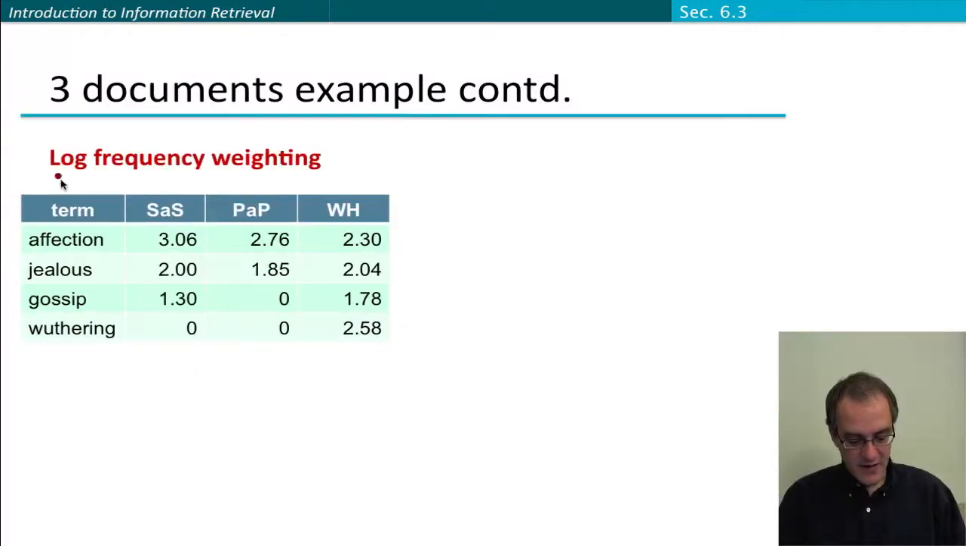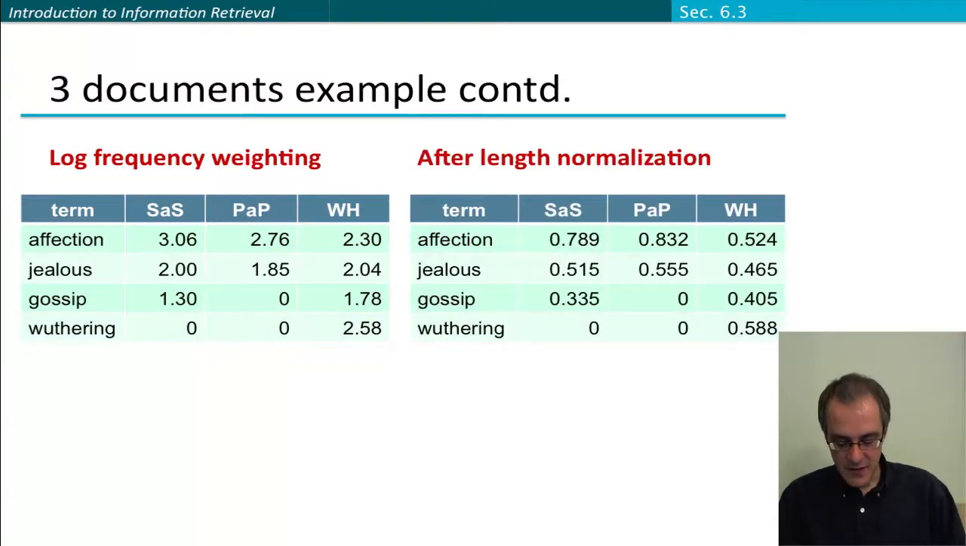Okay, so here we've done log frequency weighting of the kind we saw before. The zeros stay 0, and then we're mapping down, so getting a weighting of 3 for the number of times that affection appeared in Sense and Sensibility. But these vectors aren't yet of the same length. This is clearly the longest of the vectors, so the next step is to length normalize them. Now here are the length normalized vectors for the 3 documents, and you can see how this vector has gotten much shorter than it was here by scaling it down.